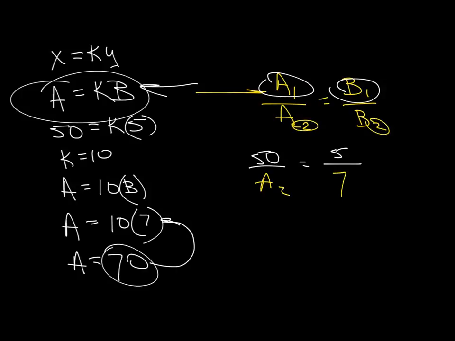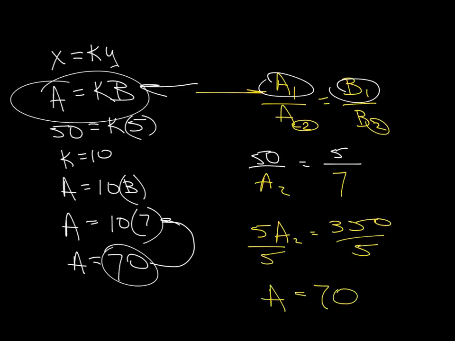You cross multiply and you get 5a equals 350. Divide by 5, and you get a equal to 70. Same answer. So notice in the formula my a's are on the left, my b's are on the right, and I have a 1, 2, 1, 2. So if you know that, you don't have any problem with the direct variations here.